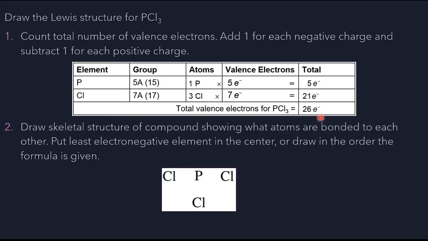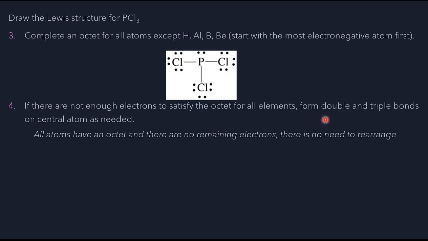Again, my total number of valence electrons is 26. So the two remaining electrons will be put on phosphorus. So now we can satisfy phosphorus's octet.